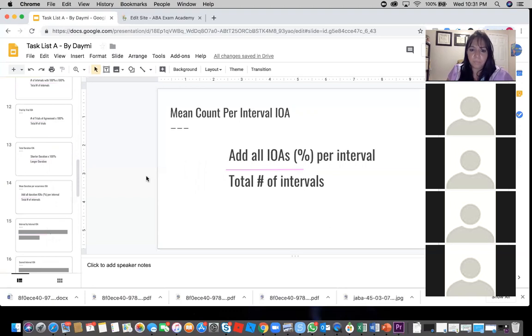Exactly. So you can do it like we were talking before about the mean IOA: get the smaller number and divide it by the larger number, then multiply by 100, and then add all of them and divide it by the number of intervals. So if you have 10 intervals, it will be divided by 10. If it's 5 intervals, divided by 5. Does anybody have questions on this one?